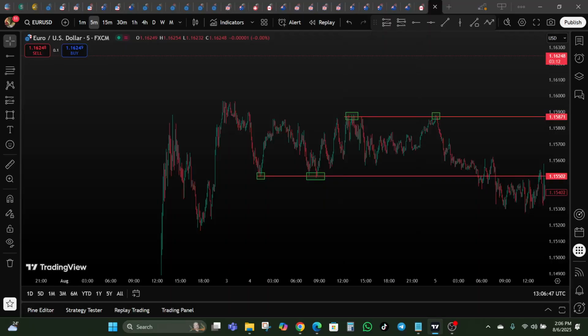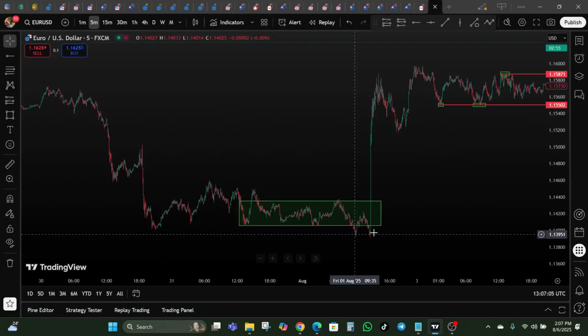Now the next area of liquidity is the ranges or consolidation. Sideways movements before a breakout. Price usually takes out one side before moving the other way, just like what happened here. So that is the liquidity grab.